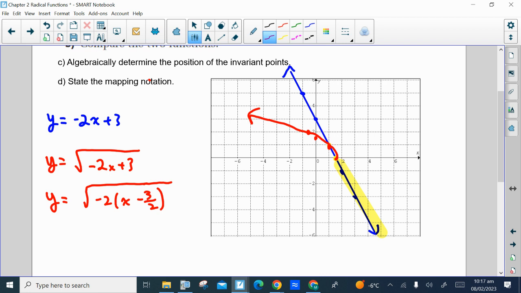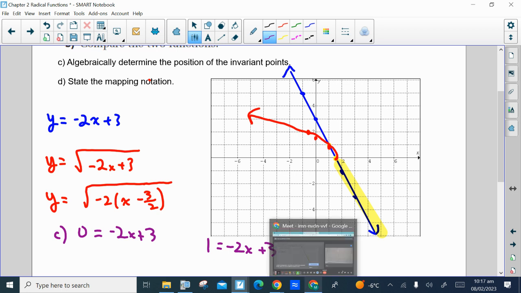It's much easier to work with the original equation in this case because it is a linear function. So we can algebraically show where those invariant points is or are by finding where negative 2x plus 3 equals 0 and also where negative 2x plus 3 equals 1. Because that's where our invariant points are, where y is 0 and also where y is 1.